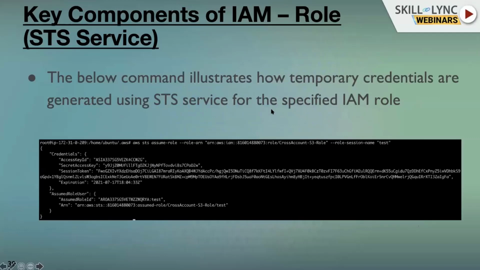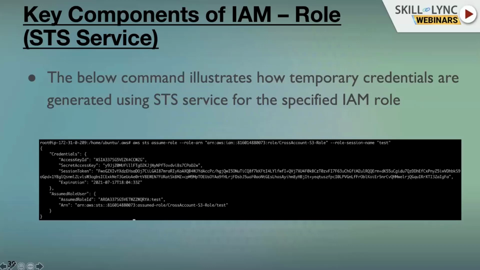So how does it work in the backend? I spoke about STS assume role, and there is an STS call that happens and temporary credentials are generated. How does this happen? I've logged into the EC2 instance where I've attached that cross account role. I am in that machine, and I execute this command, aws sts assume-role followed by the role ARN. This particular role ARN is created by the account admin, and he shares it with us.